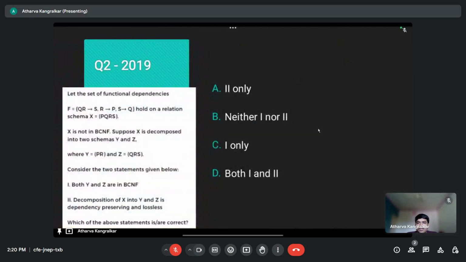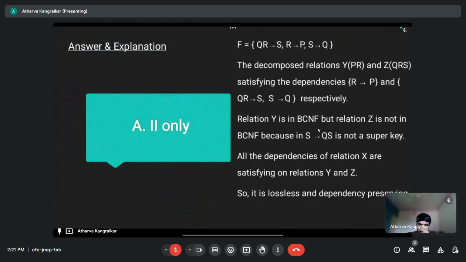So the next question is, let the set of functional dependencies be F equals QR to S, R to P, S to Q, which hold on a relational schema X equals PQRS. X is not in BCNF. Suppose X is decomposed into two schemas Y and Z, where Y equals PR and Z equals QRS. Then consider the two statements given below. Which of the above statements are correct? So the answer is only the second statement, that is option A is correct.